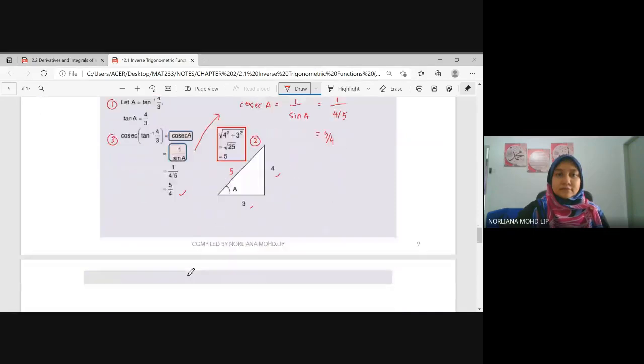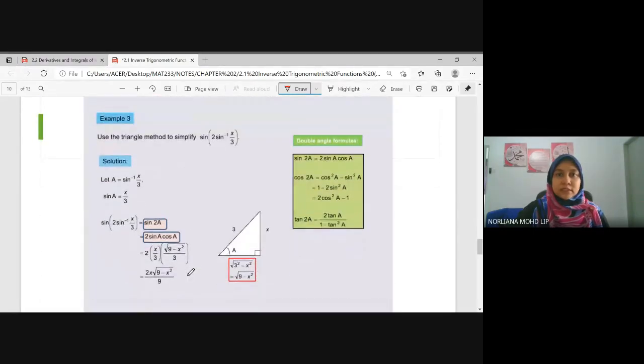Okay. The third example, we must apply the trigonometric identities, the double angle formula. Use the triangle method to simplify sine 2 sine inverse x over 3. The first step, we let the inverse trigonometric function. So we let A equal to sine inverse x over 3, and sine A equal to x over 3. Then we draw the right angle triangle for sine A, x over 3. Sine is the opposite over hypotenuse, so x over 3.